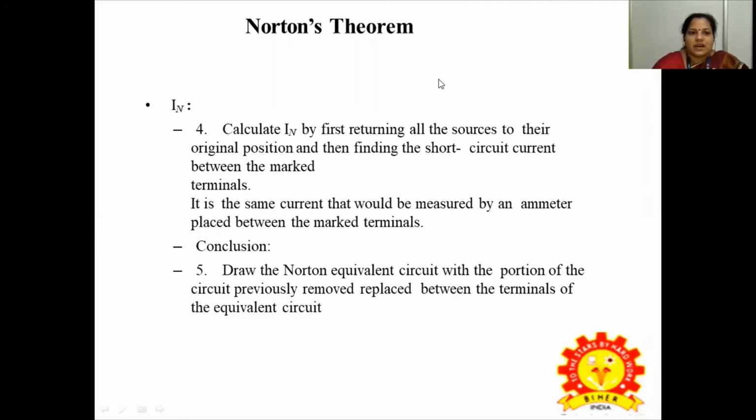Norton's theorem: calculate IN by first returning all sources to their original positions and then finding the short circuit current between the marked terminals. So it is the same current that would be measured by an ammeter placed between the marked terminals. So in conclusion, draw the Norton equivalent circuit with the portion of the circuit previously removed replaced between the terminals of the equivalent circuit.